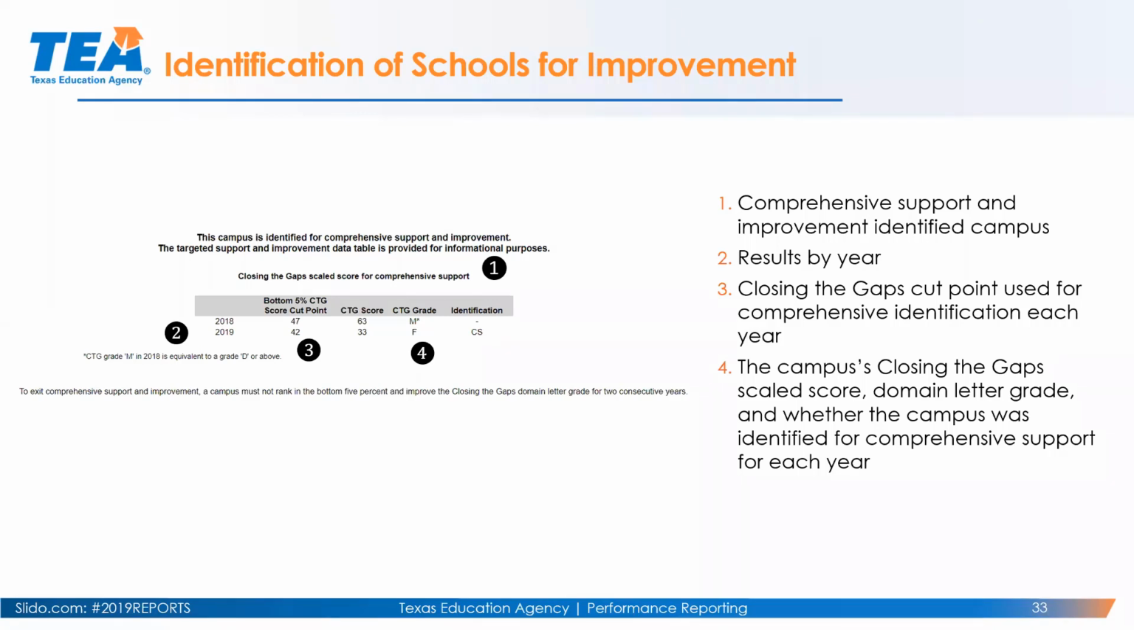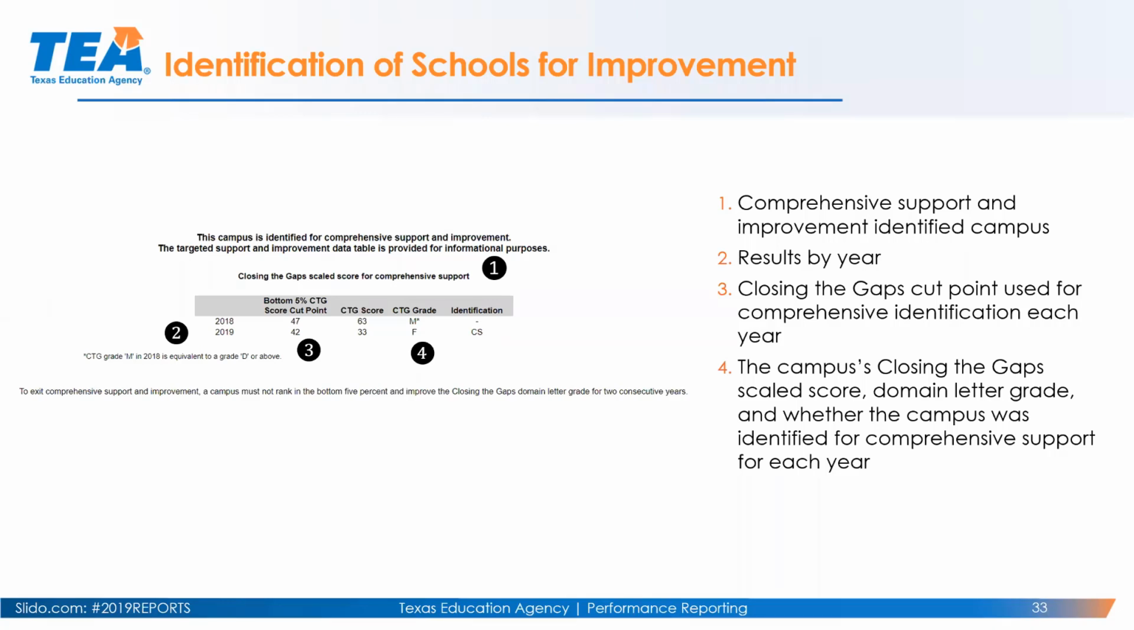If the campus is identified, the following data table will be displayed, indicating in Section 1 that the campus has been identified for comprehensive support and improvement. Section 2 would be the results by year. In Section 3, we're looking at the closing the gaps cut point used to identify comprehensive. Section 4 looks at the scaled score, the domain letter grade, and whether the campus was identified or not.